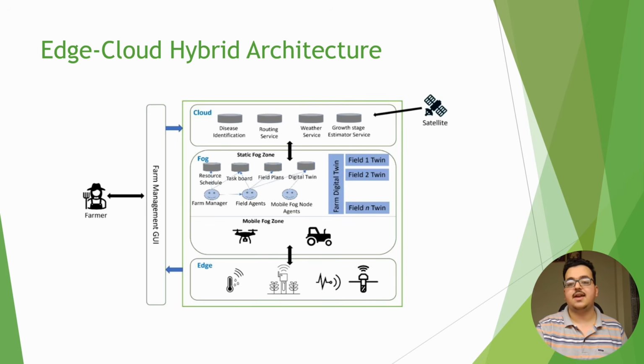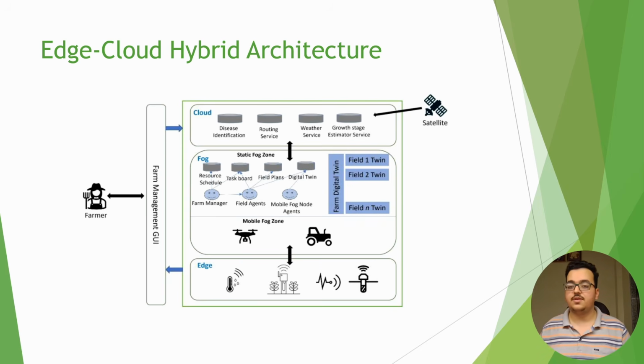Moving on to the next architecture, that is edge cloud hybrid architecture. In this model, the system is divided into four parts. Again, at the base, we have the device layer. This includes IoT sensors and agricultural devices deployed in the field. Instead of sending all data directly to the cloud, the data first goes to the edge layer. The edge layer is located close to the farm.